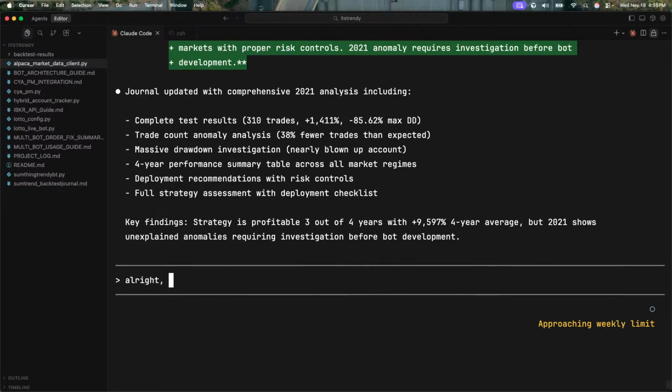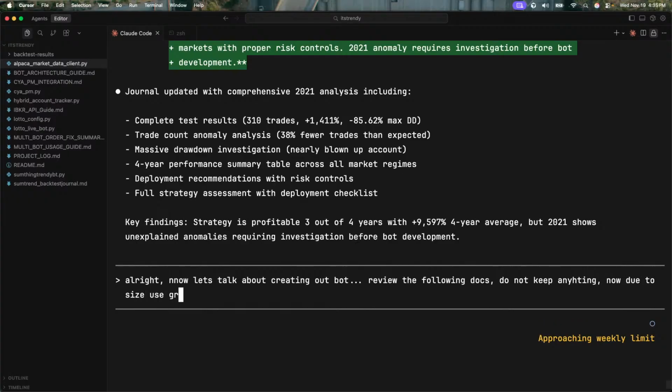All right. Now let's talk about creating our bot. Review the following docs. Do not skip anything. Now, due to size, use grep/awk terminal commands specifically for this one.